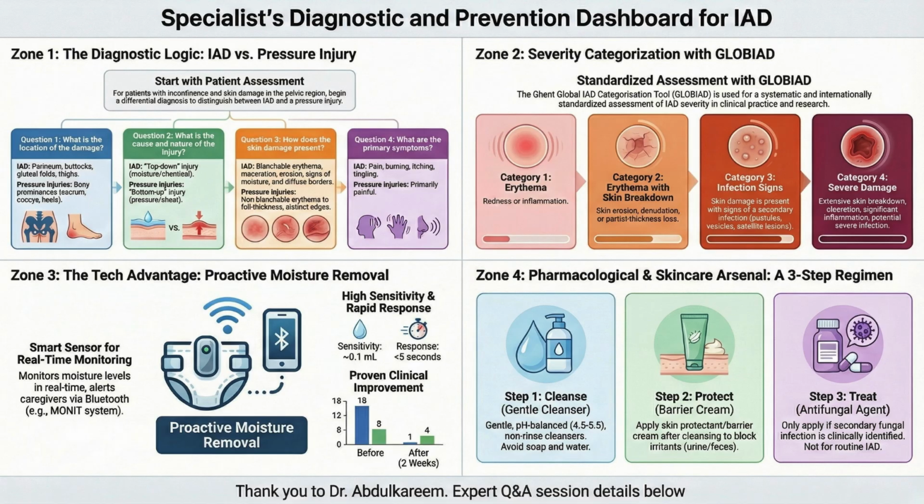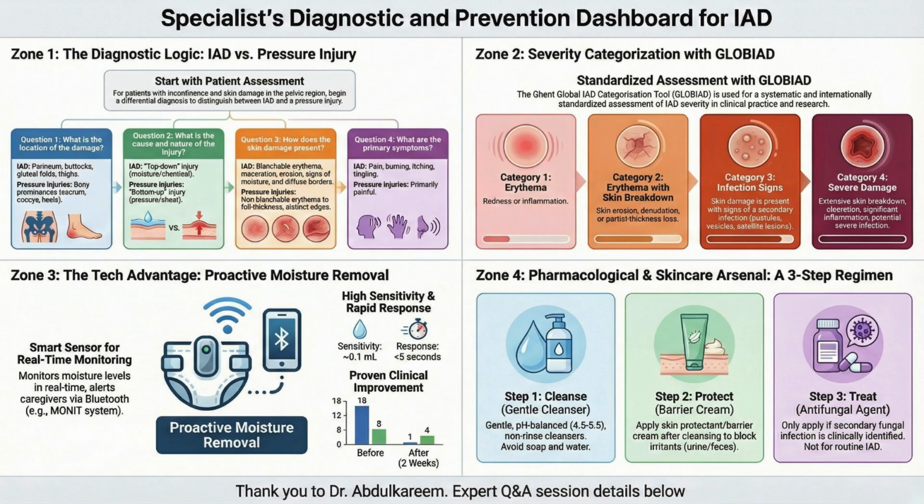Okay, so let's unpack this etiological lens you mentioned. How do we differentiate them at a biological, at a mechanical level? You have to look at directionality. They are diametrically opposed forces. IAD is a top-down injury. Think of it as chemical warfare on the skin surface. You have urine, you have stool, you have radical pH changes attacking the stratum corneum from the outside in. From the outside in. And pressure ulcers? Pressure ulcers, or pressure injuries, as we should call them, are bottom-up injuries. So from the inside out. Exactly. They're caused by ischemia.